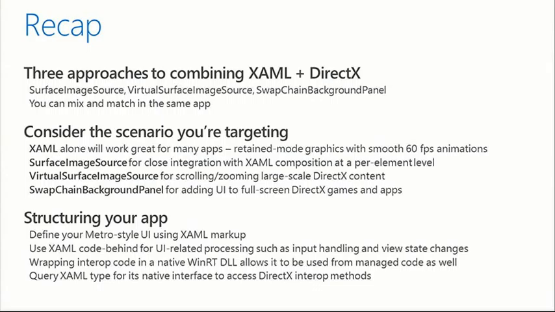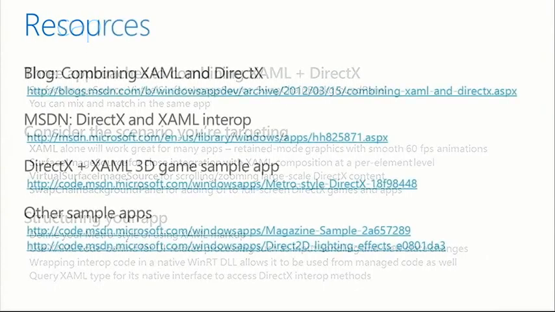And finally, if you wrap your interop code in a native WinRT component, this actually allows it to be used from managed code as well. So you saw with the very first demo with the surface image source, I actually created a WinRT component, and then I could use that in a C# app or a C++ app, and it makes it quite nicely reusable, and it allows you to wrap all of that DirectX interop inside a component and abstract that away from the user.